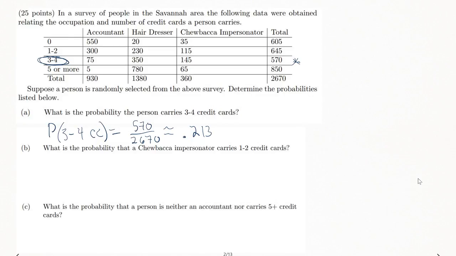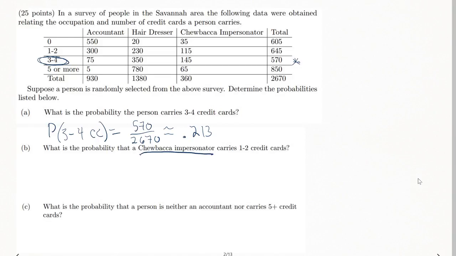Let's think about that. So what is the probability that a Chewbacca impersonator carries 1 to 2 credit cards? So do we care about hairdressers? Do we care about accountants in this case? Well, no. We are only caring about Chewbacca impersonators. So that is a given piece of information. And with that given piece of information, we have what's called a conditional probability.